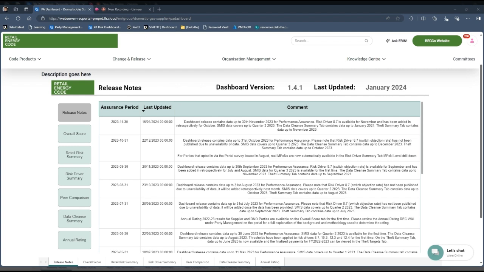The three tabs of interest for this video are the overall score, the retail risk summary, and the risk driver summary. Of these, the overall score is the most aggregated view, while the risk driver summary is the most detailed. Please also note that I will be demonstrating using a testing site and therefore will not be showing any real information. Let us start on the overall score tab.